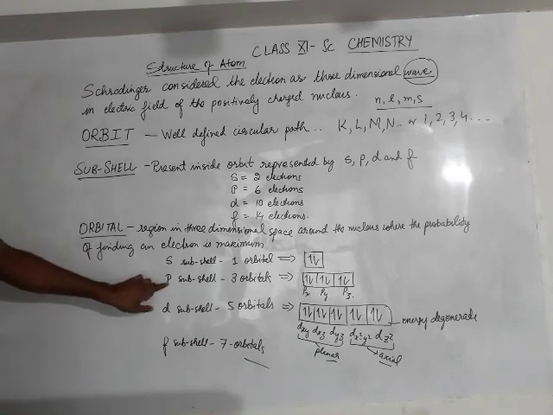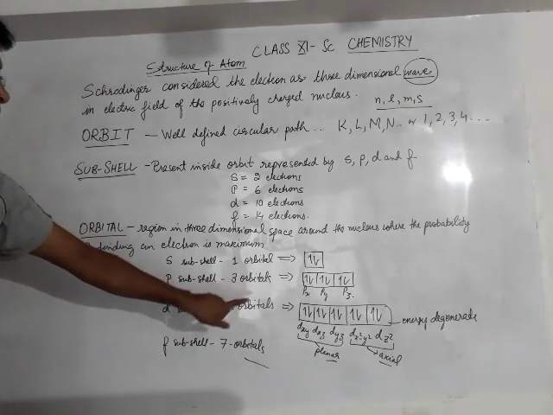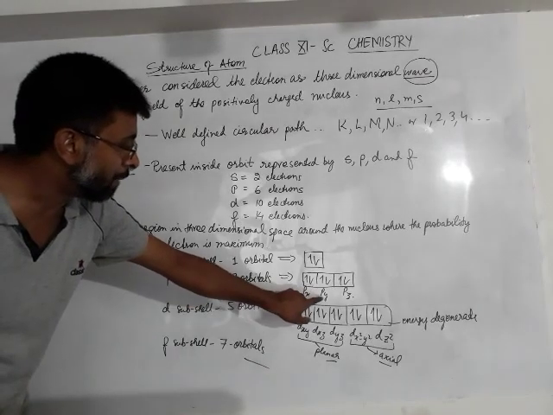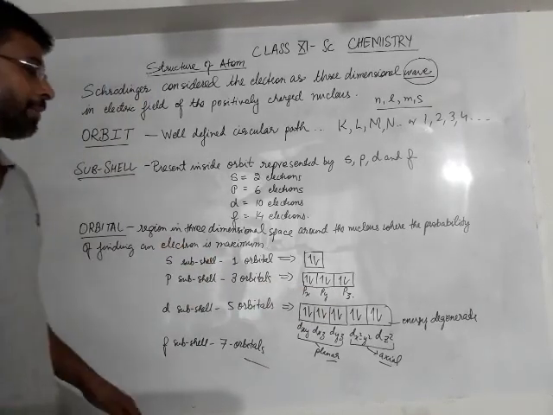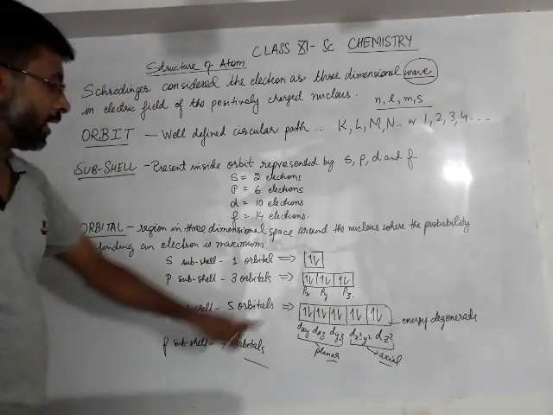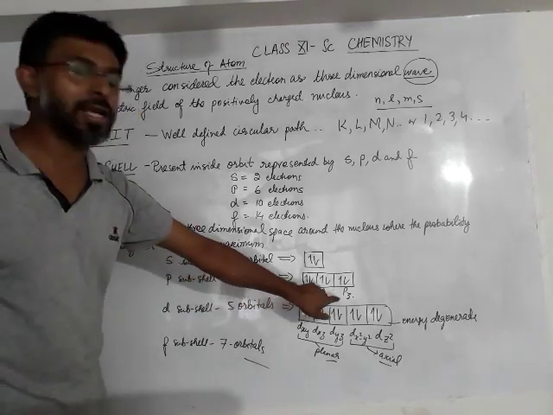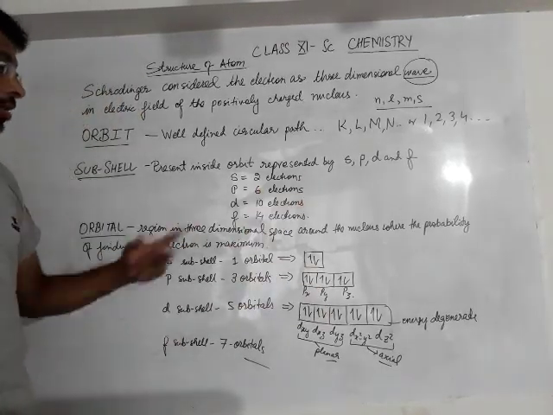Similarly, the p subshell has 3 orbitals: px, py, pz. The names have been given for the p orbitals. It is px, py, pz. Regarding the shape, I will discuss later on in detail.